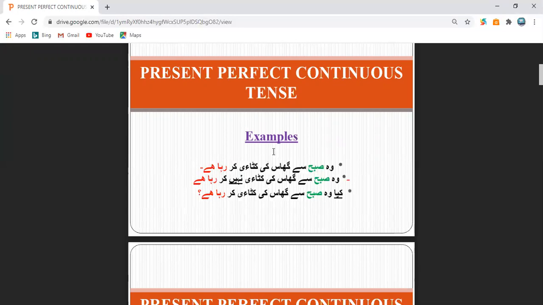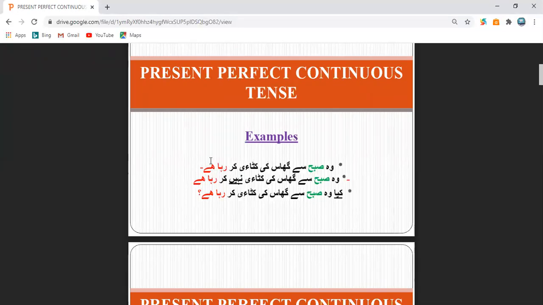And how will you detect present perfect continuous tense? I have always told you, instructed you, directed you that always look at the end of the Urdu sentence. This tells the type of the tense.